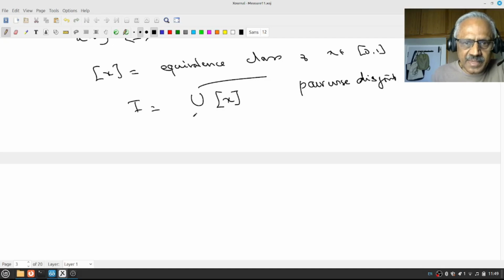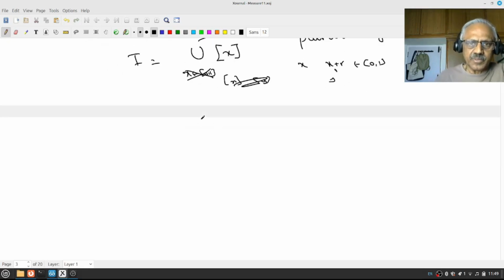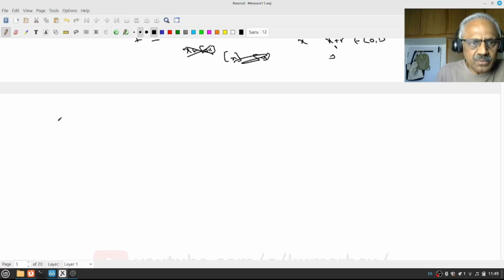I'm not writing x in 0, 1 because, let us say something like x plus a rational, if this also belongs to that, okay, this is my y, then x and y, they will be equal, right? So I should not write x in 0, 1. This is wrong. You should simply say union of equivalence classes. Now we want to invoke what is called the axiom of choice.